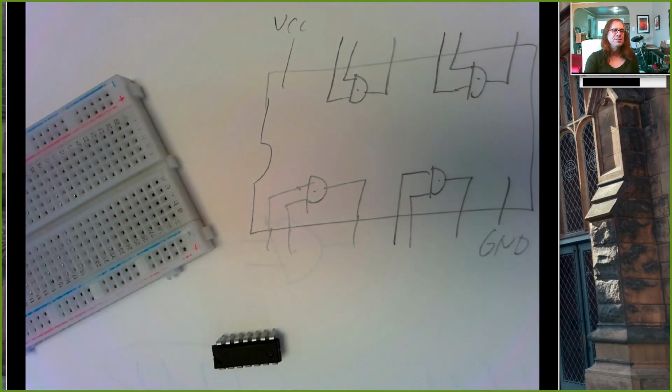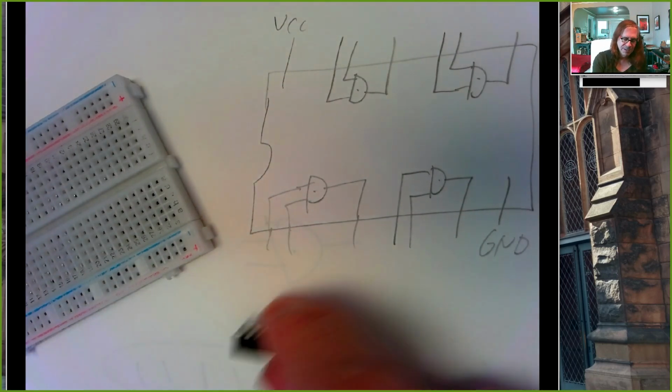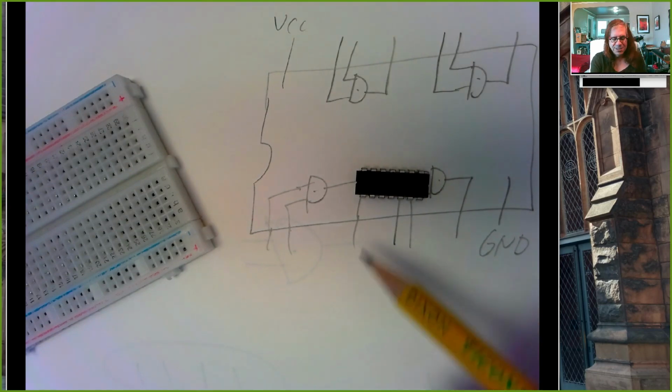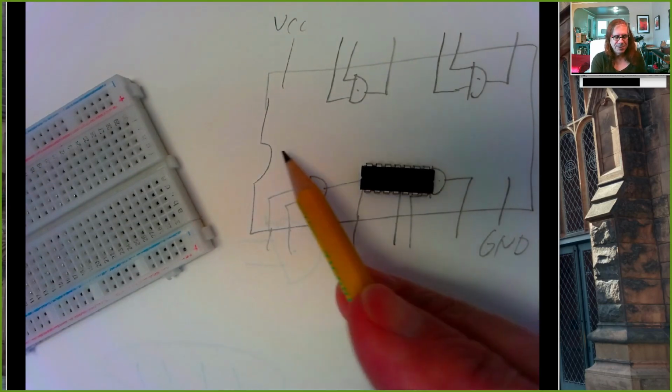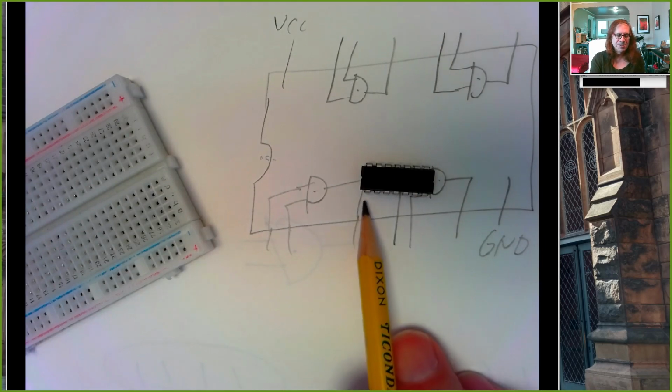So 14 pins, 7 on each side. And there's a little notch, it's hard to see here, but there's a little notch right there, which tells me that's this side right here. So this is pin 1 over here.